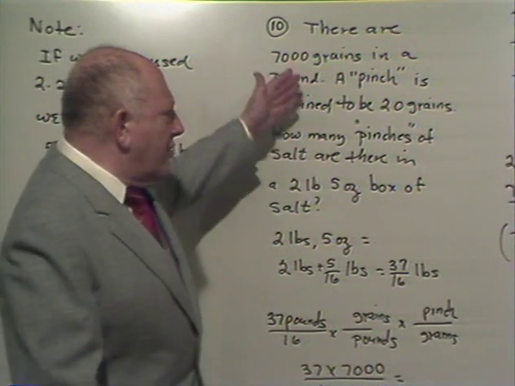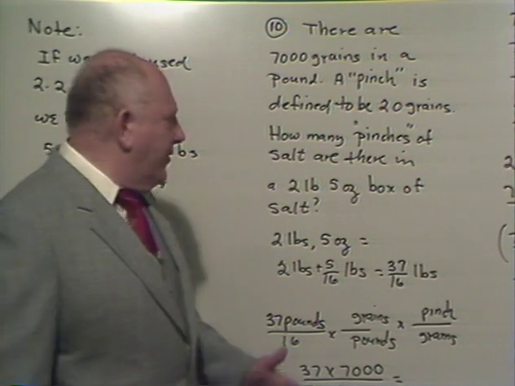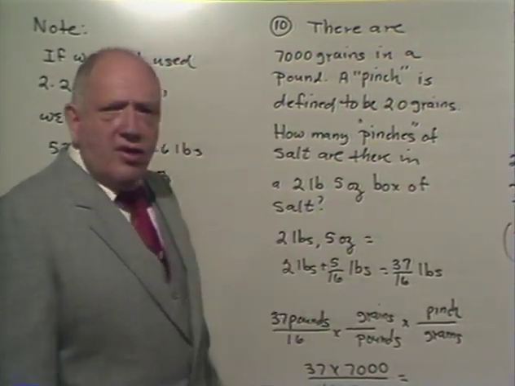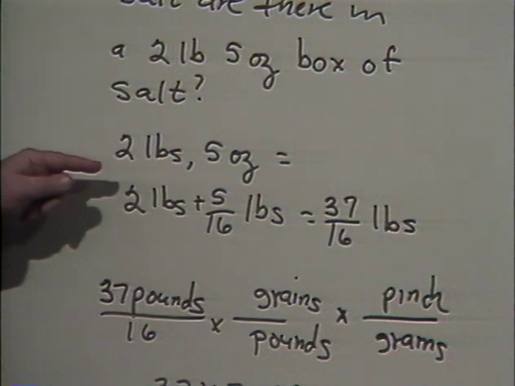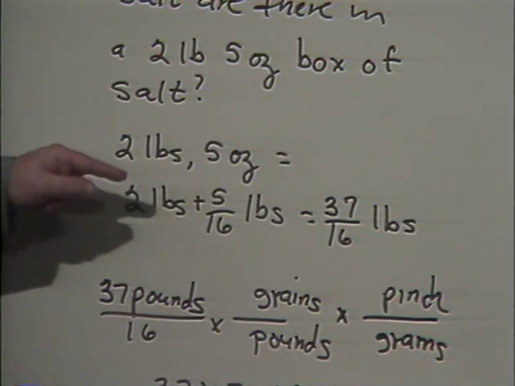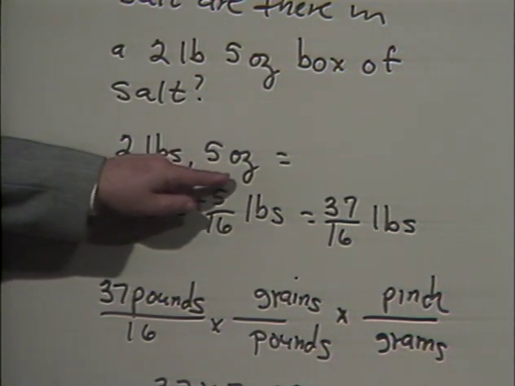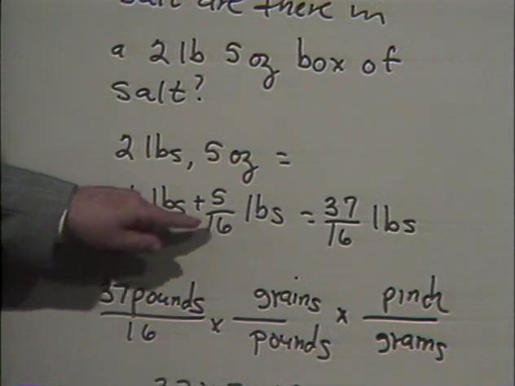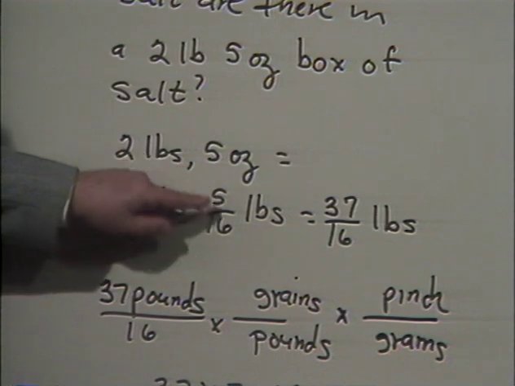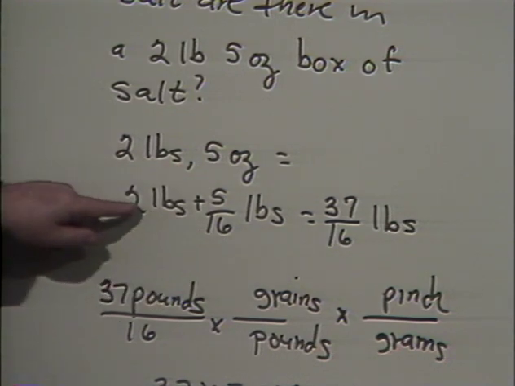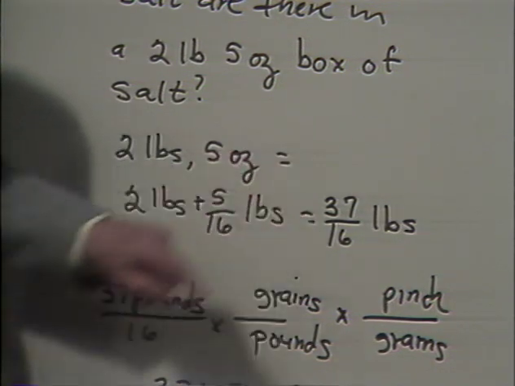And I'm just trying to show you, in terms of this little pseudo-sophisticated problem, how you can research something for yourself. It wasn't a big thing, but I wanted to research how many pinches of salt there were legally in 2 pounds, 5 ounces. The problem is that since pinches were defined in terms of grains, and grains were defined in terms of pounds, I first decided to convert the 2 pounds, 5 ounces into pounds. There's 16 ounces to a pound, so it's 2 5/16 pounds, which as a common fraction would be 32 plus 5, 37 over 16.